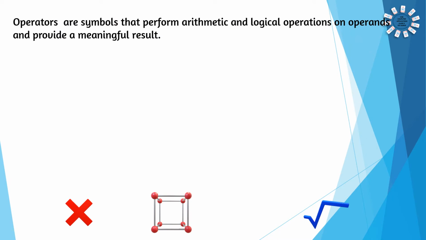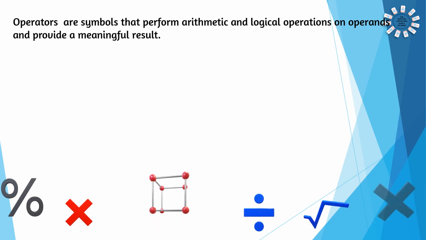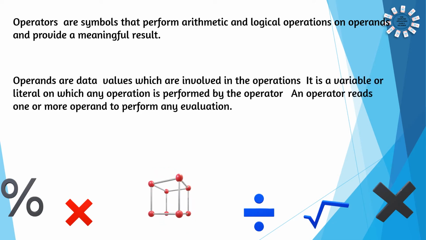We can start with the definition of operators and operands. Operators are symbols that perform various arithmetic and logical operations on operands and provide a meaningful result. There are various types of operators in Java, and one by one we will be discussing them. Operands are data values which are involved in the operations. It is a variable or literal on which any operation can be performed by the operator. An operator reads one or more operands to perform any evaluation. Normally the evaluation is performed from left to right, but in some cases right to left evaluation is also there.